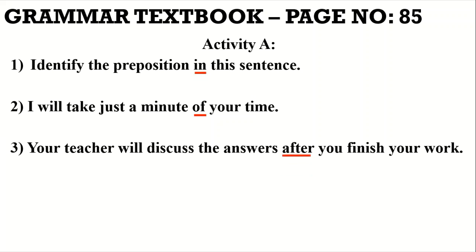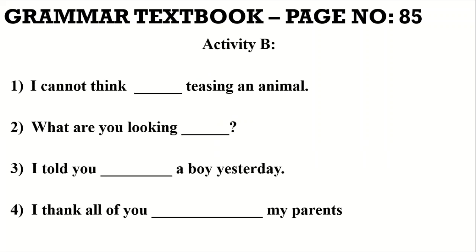Now, I've just discussed three answers with you. There are a few more you need to write by yourself. Very simple ones. Next, activity B. I've discussed all the activities and a few question answers. Later, the correct answers will be sent to you, but I want you all to try it. I cannot think dash teasing an animal. Which preposition is appropriate here? In activity B, please write it down once you see the answer.